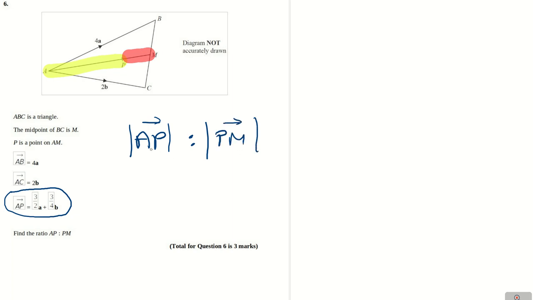Okay, now when we're talking about ratios, really we're talking about just numbers. You can't really take the ratio of two vectors because obviously the vector contains a direction as well. However, in this case, because AP and PM are on the same line, we can effectively take the ratios of the magnitudes of those two vectors.